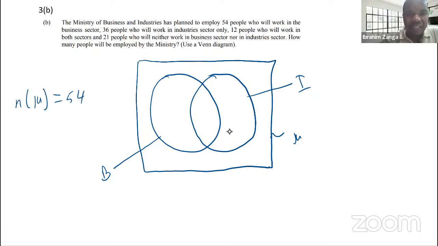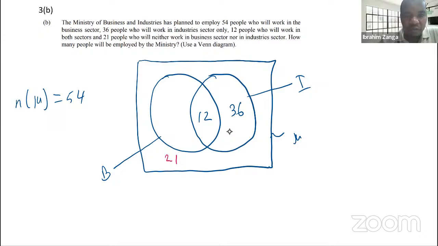And we were told that 36 people will work in the industry sector only. So we have 36 people who are going to work in industry sector only. And we have 12 people who will work in both sectors. And we have 21 people who will neither work in business sector nor industry sector. So 21 people will be outside those two sets. So how many people will be employed by the ministry?